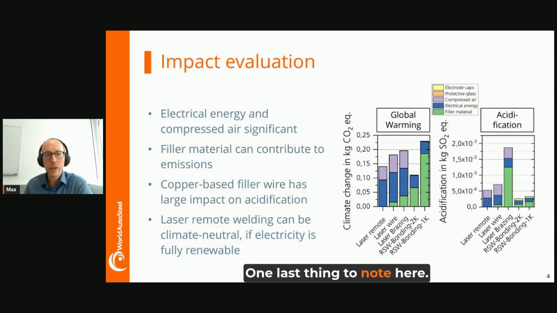One last thing to note here, if we're looking to become CO2 neutral with our processes, the easiest process to achieve this with would be laser remote welding, because we're only using electrical energy and compressed air, which is also produced using electrical energy. So if we had a CO2 neutral electrical grid mix, we'd be able to switch this process to climate neutral the easiest without looking at complex supply chains.